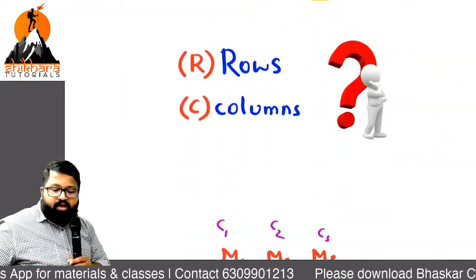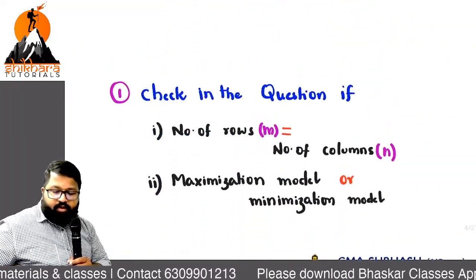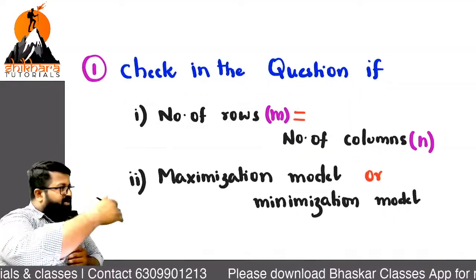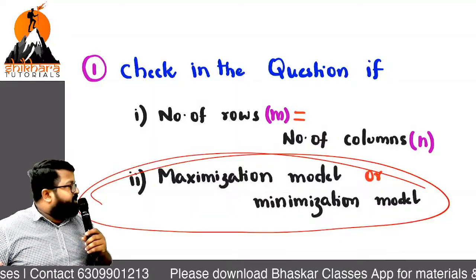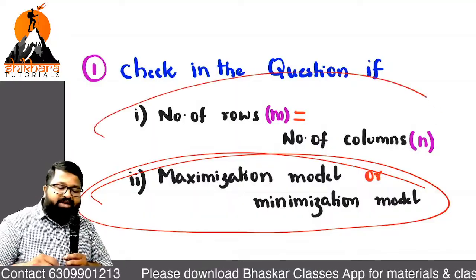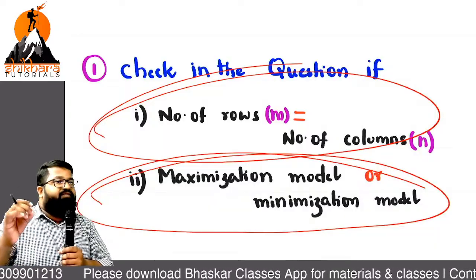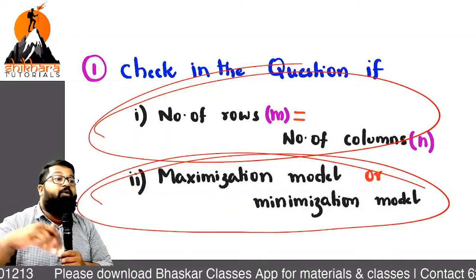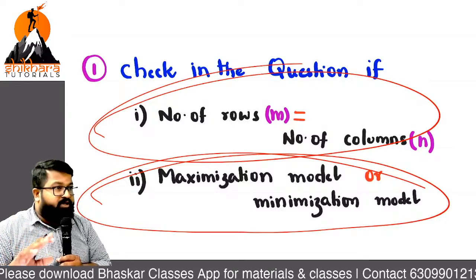Next, rows and columns are clear, so identified. And next, what is the first check? I have changed the order there. The first check is mainly this part: maximization model or minimization model. And what is the second check? Number of rows equal to number of columns. If the scenario is different, we have to correct it. That is the most important thing of all.